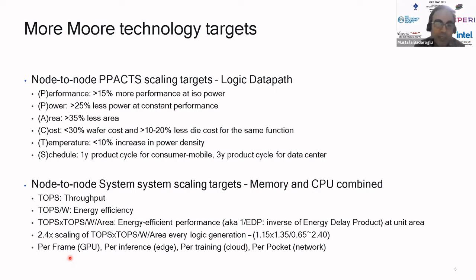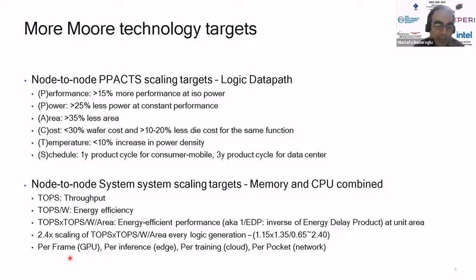But for sure there is a 10% die cost reduction for the same function. When you add new functions to it, you want to typically keep the same cost parity as much as you can, meaning actually putting 20% or more functions at every generation at the same cost. On the temperature, this is a big issue. The power density is a problem, and we want to limit it to less than 10% in a node cadence.